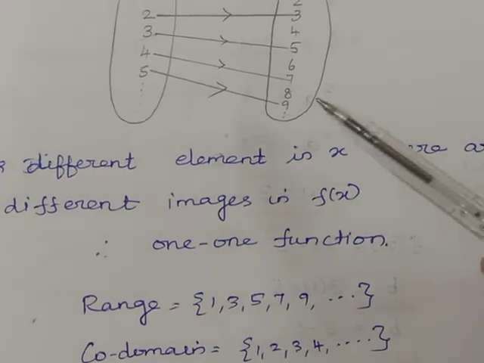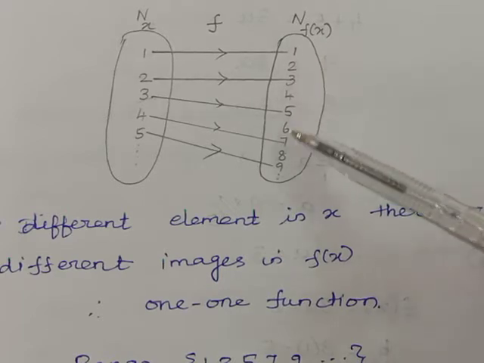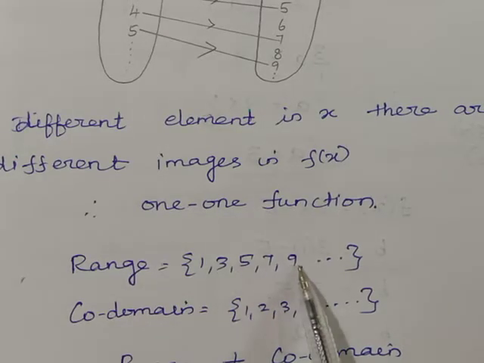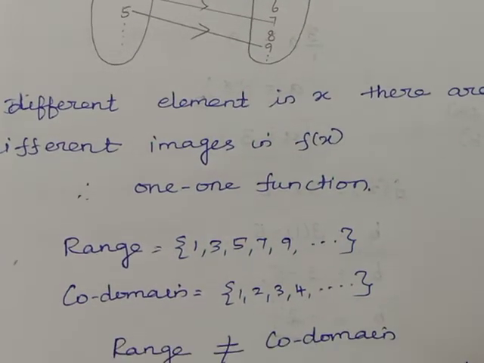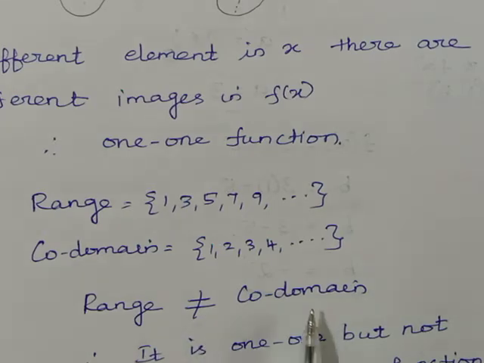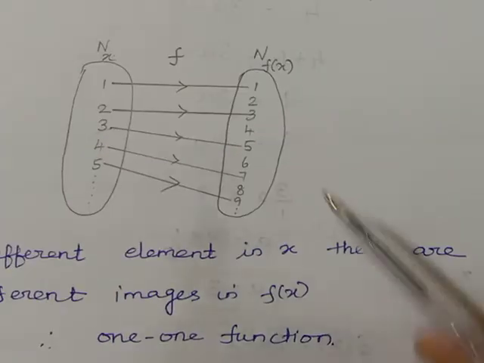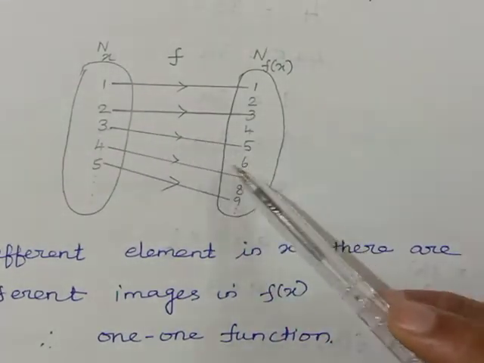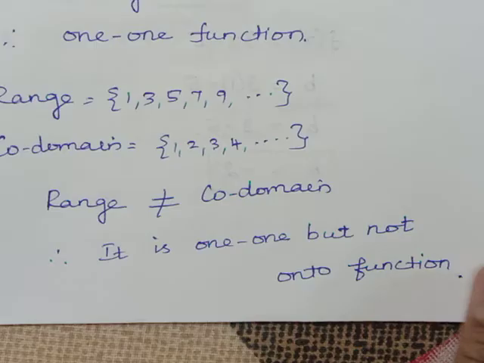Now what is the range here? What is the answer you have got? The range is 1, 3, 5, 7 and 9. What is the value of the codomain? 1, 2, 3, 4, 5, 6, all the natural numbers. Since the range is not equal to the codomain, it is not an onto function. Therefore, it is one-to-one but not onto. Since 2, 4 and 6 do not have a pre-image in x, we can say that it is not onto.